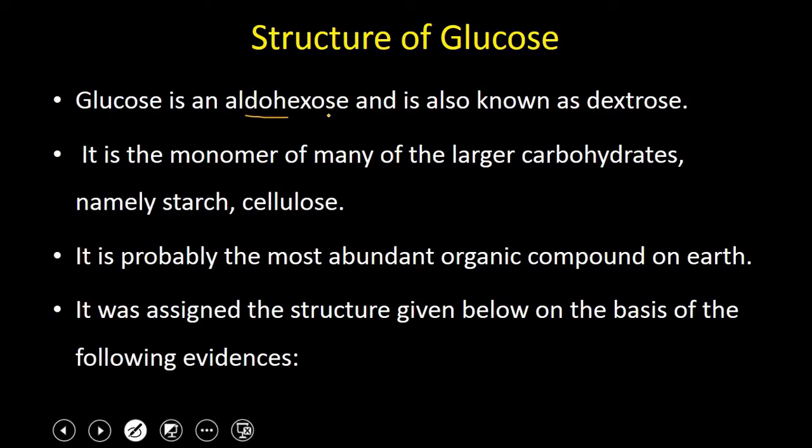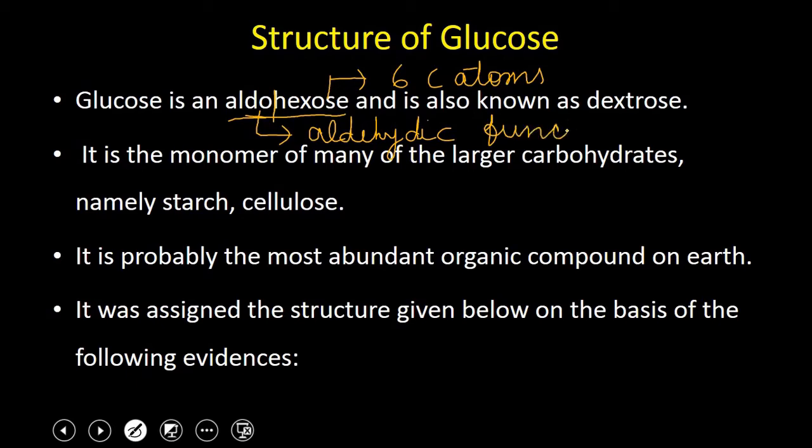Glucose is an aldohexose. So how can you learn this point? Aldohexose is made up of two words. One word is aldo, which represents the presence of a functional group. Glucose has an aldehydic functional group in it, so it is known as aldo, and hexose represents that 6 carbon atoms are present. Because of the presence of the aldehydic functional group and 6 carbon atoms, it is known as aldohexose, and children, it is also known as dextrose.